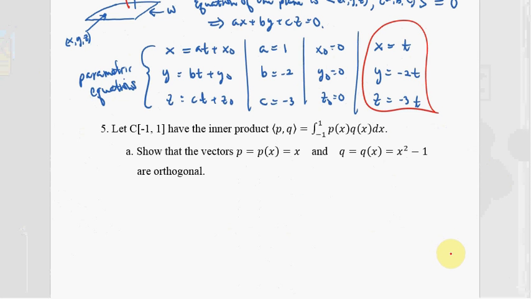Number 5. Can you explain to me this space right here, C, and then bracket negative 1 to 1? What does that mean? The C stands for what?